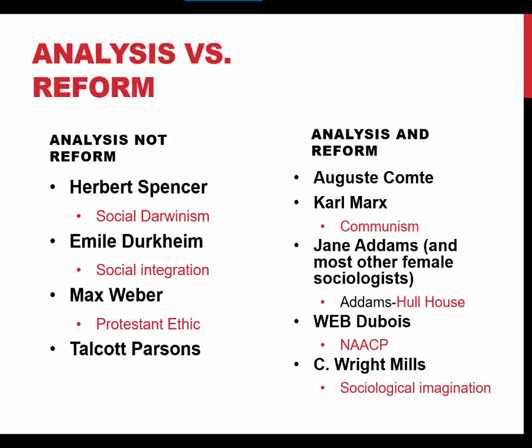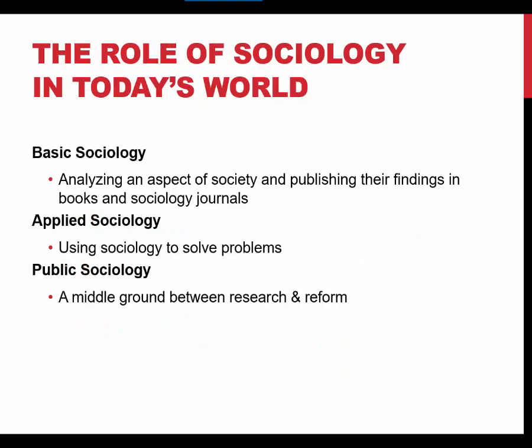This would be people like Herbert Spencer, Emil Durkheim, Max Weber, Talcott Parsons. And then there are people that are very much pro analysis and reform: Auguste Comte, Karl Marx, Jane Addams, and most of the other early female sociologists, W.E.B. Du Bois, and C. Wright Mills. You will see some of these names again as we learn more about them throughout this course. But just know that even in today's world, the role of sociology is still debated.